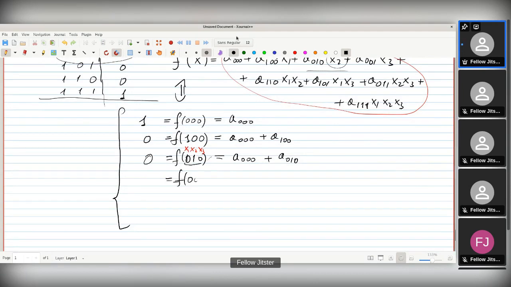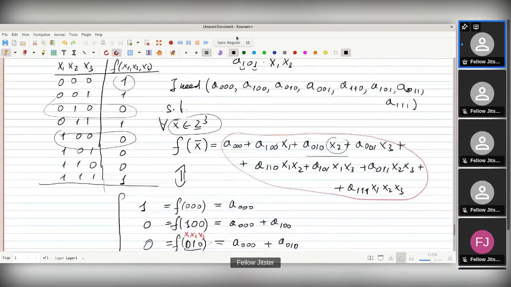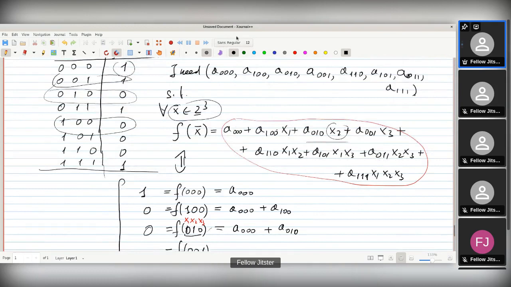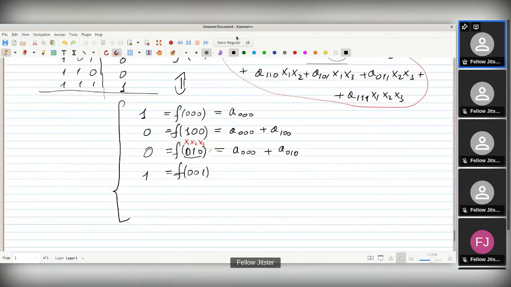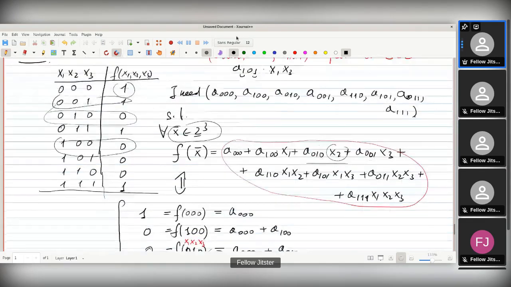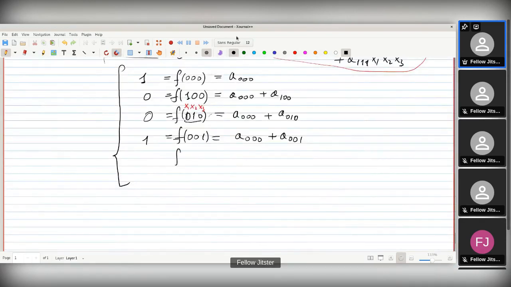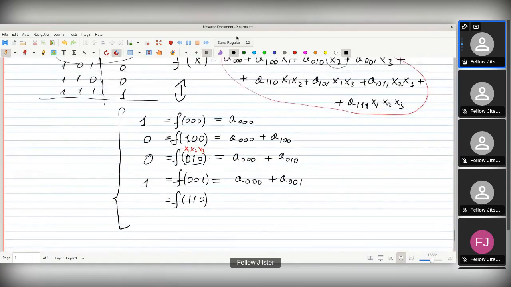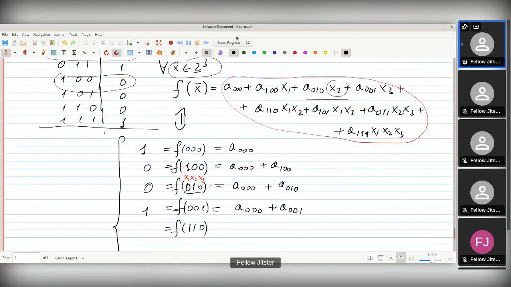Similarly, f of 0, 0, 1. According to the table, it is 1. And on the other hand, it is A000 plus A001. Now let us consider tuples with two unities. 1, 1, 0, for example. From the table, we know that it is 0.